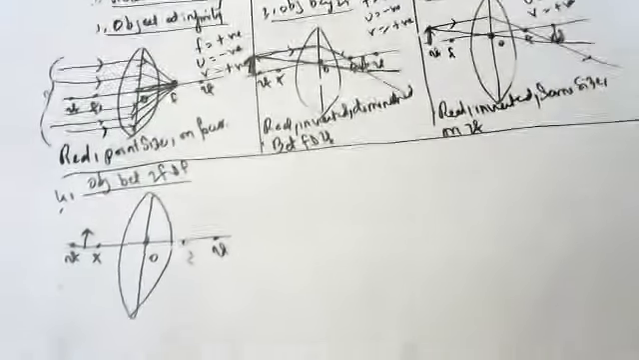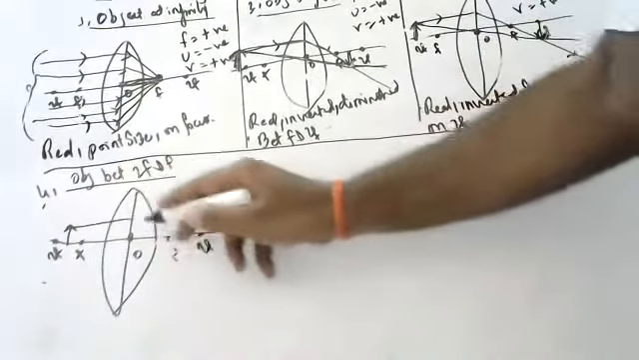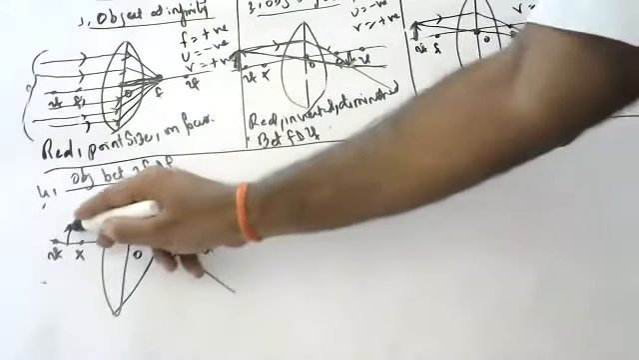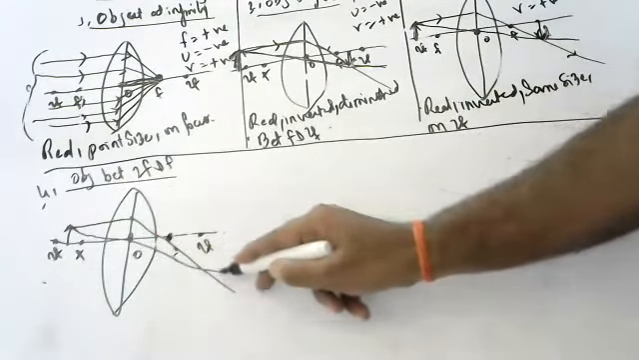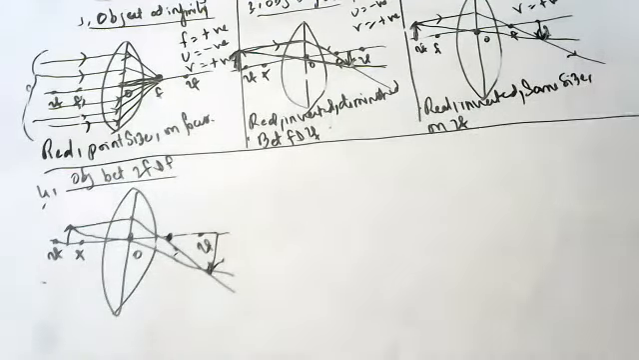Okay, children, if you keep the object between f and 2f, one ray parallel to the principal axis, how will it go? Through focus. A light ray parallel to the principal axis goes through focus. The other light ray going through the optic center does not deviate. So you will get the image beyond 2f, somewhere where they meet.